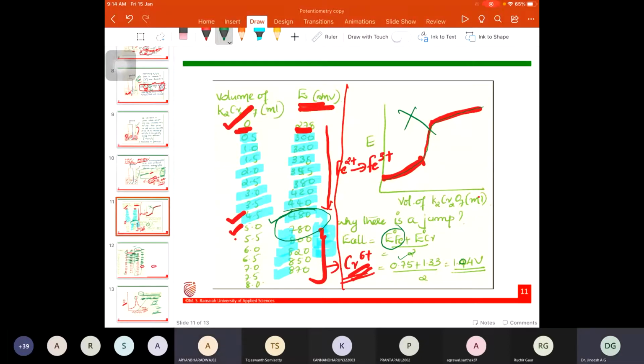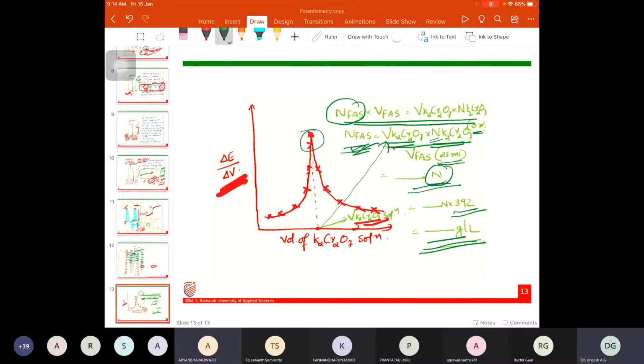Yes, sir. Sir, I had a question to ask. At the equivalence point, would you say that it is a saturated solution? No, at the equivalence point it is not a saturated solution. At the equivalence point, which reaction did we initially imagine?